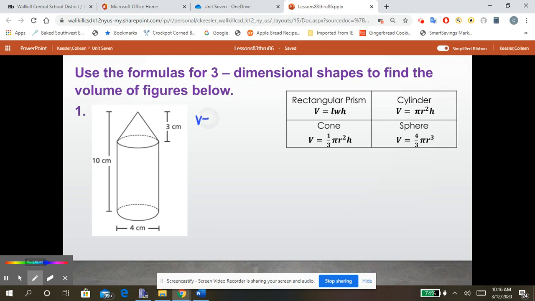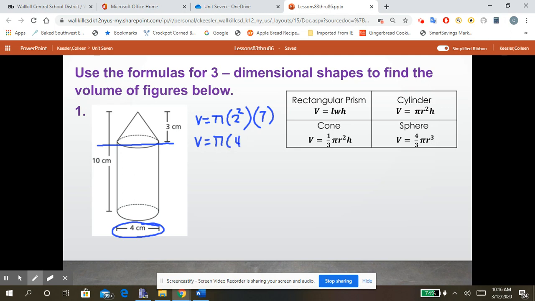So we have volume equals pi times the radius, which is half of the distance across, so that's 2 squared, times the height, which they tell us the entire height is 10. And since the cylinder is just part of that height, we have to do 10 minus 3, which is 7. Okay, so now we can do volume equals pi times 4 times 7. So volume equals 28 pi, and that would be centimeters cubed.